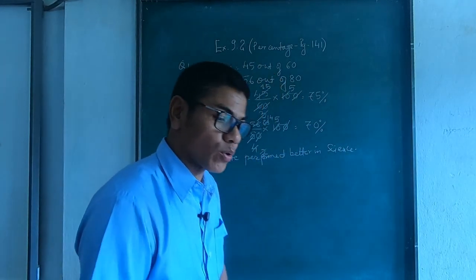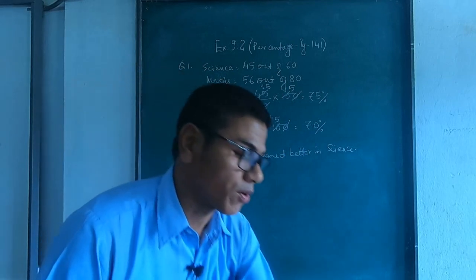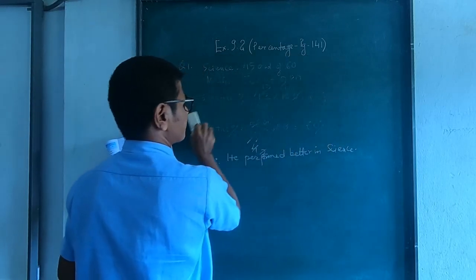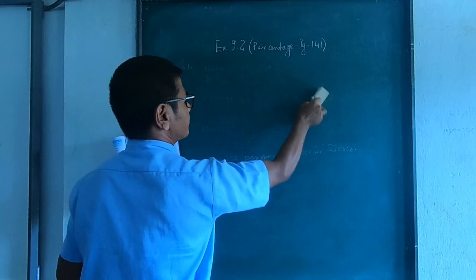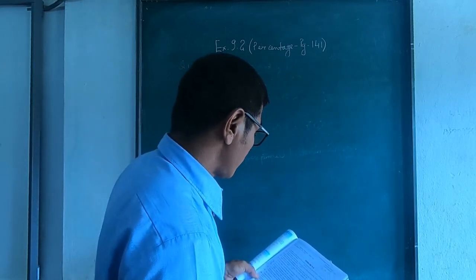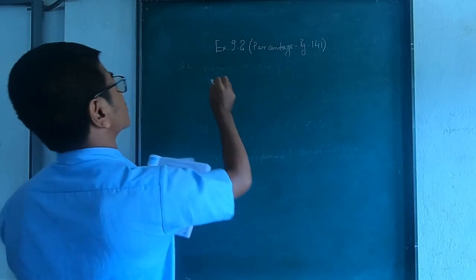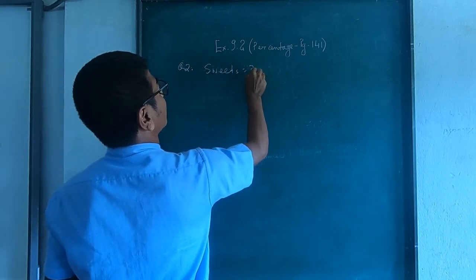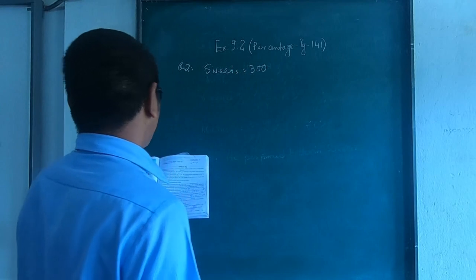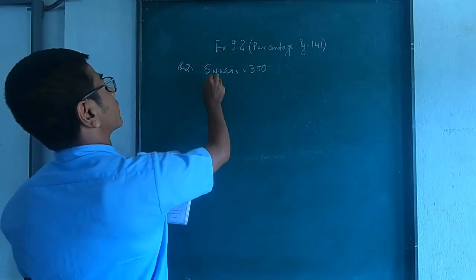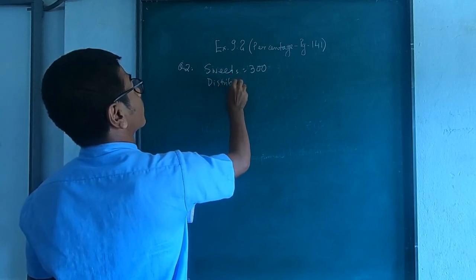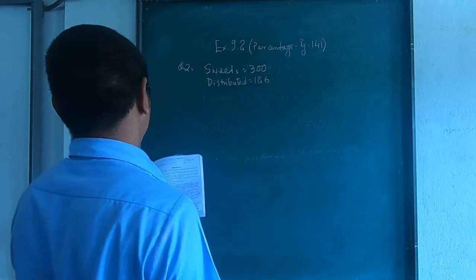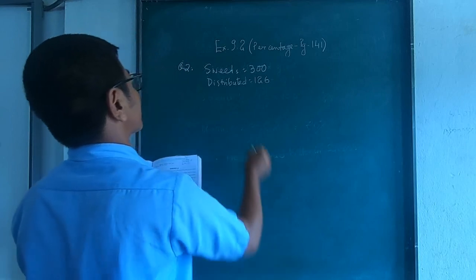Now we go to the second question. The question reads like this. Question two. A box contained 300 sweets. Then he distributed 126 to the children. What percentage of the sweets is left?